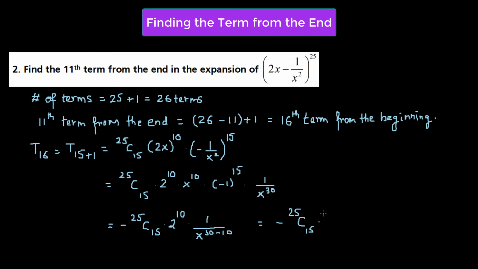2 raised to the power 10 is 1024, divided by x raised to the power of 20. Therefore, you can go ahead and use a calculator and find the value of 25C15 and multiply that by 1024, but I'm leaving it the way it is. Let's go to the next one.